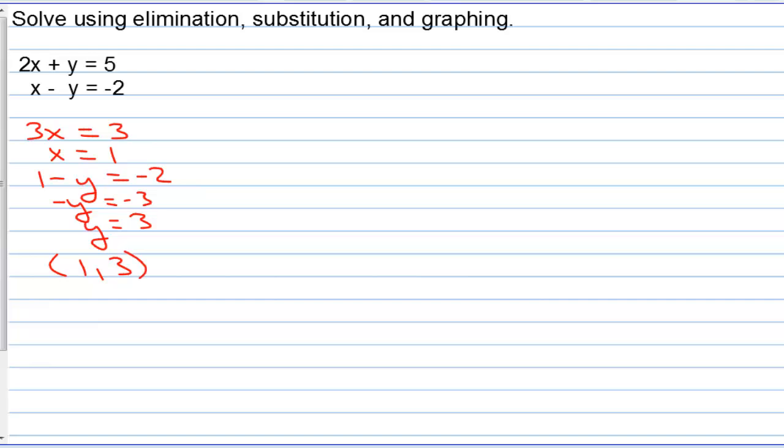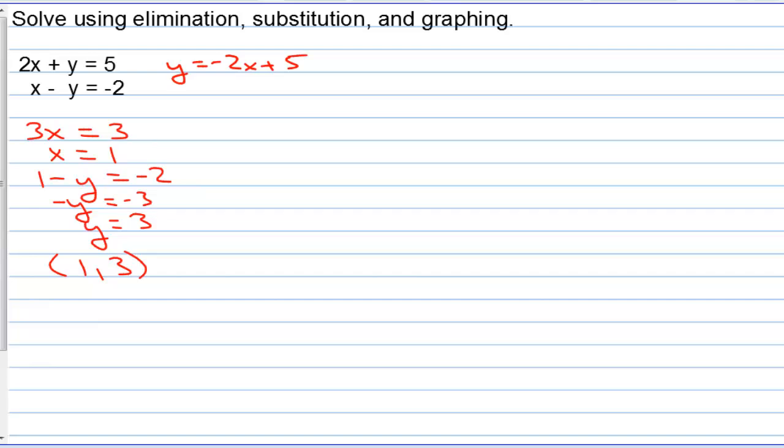Let's do this with substitution. We should get the same answer. You have a whole bunch of choices to solve for. You got to solve for one of the variables. Pick one that has a 1 as a coefficient or negative 1. That way you don't have to divide by anything and work with fractions. So we have y equals negative 2x plus 5.